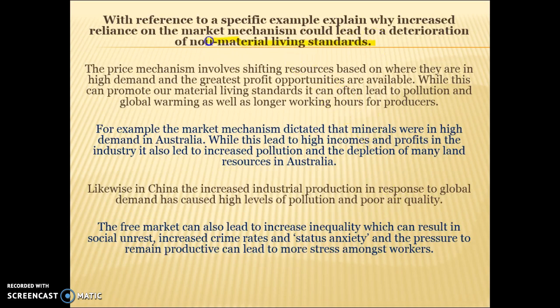Why might it hurt non-material living standards? Well, it results in shifting resources to where there's high demand and greatest profit, which can lead to more pollution. It can also lead to longer working hours for producers as they have an incentive to maximise their profits. For example, shifting resources to minerals causes more pollution and environmental depletion. It can also lead to higher inequality because of the high discrepancies in incomes, as well as crime rates and social status anxiety from the high level of inequality between workers, as well as increased stress.